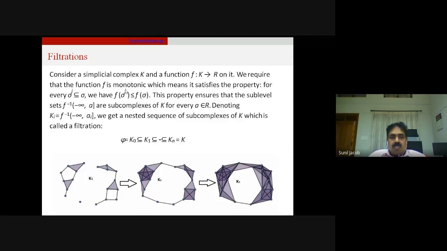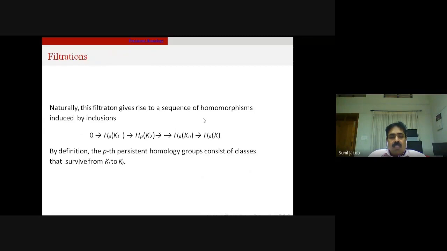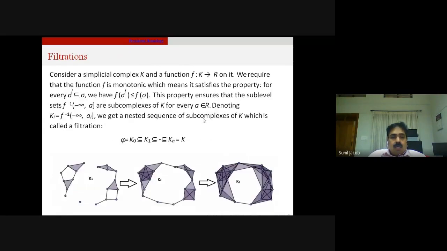Consider a simplicial complex K and a function f from K to R. We require that the function f is monotonic, which means it satisfies the property that for sigma_j a subset of sigma, f of sigma_j is less than or equal to f of sigma. That is one of the fundamental requirements that we have seen earlier also. Just as A should be a subset of B, here f of sigma_j is less than or equal to f of sigma for all sigma_j subset of sigma. Therefore, this order should be preserved. This mapping should be monotonic.